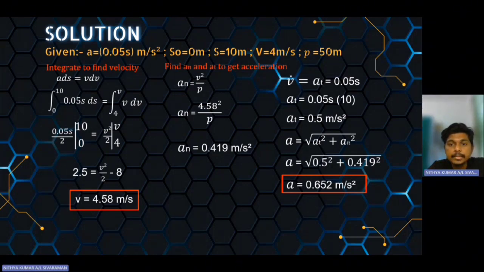So we substitute the s of 10 meters into the A and we can get AT equal to 0.5 meters per second squared. By using the magnitude formula, we take the square root of AT squared plus AN squared. We get the final answer A equal to 0.652 meters per second squared.